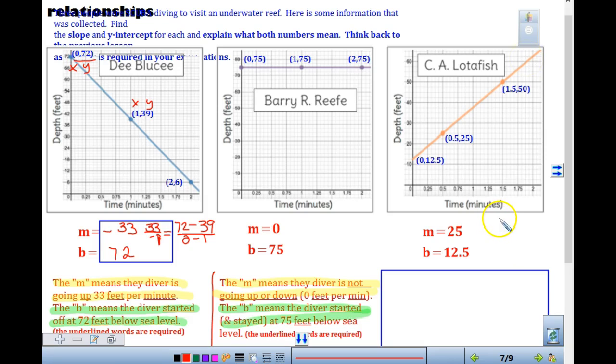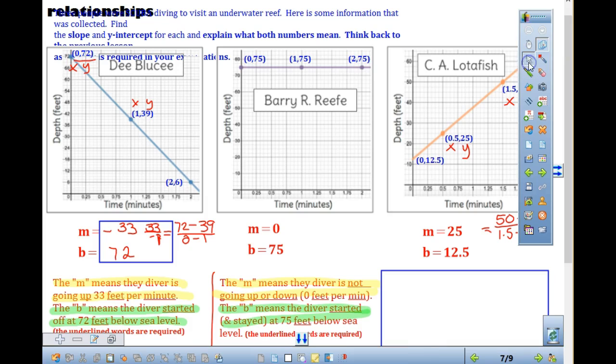And to get this answer, what we're doing, again, 50 minus 25, right? x, y, x, y, over 1.5 minus 0.5. That's 25 over 1 or 25. So this 25, does it mean we're going up or going down? What did you guys decide? Going up. We are going up.